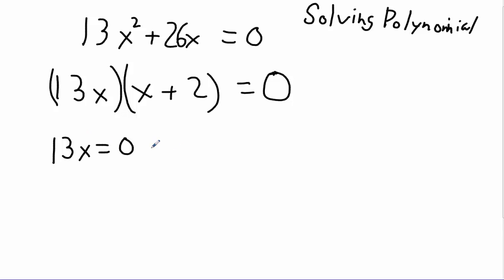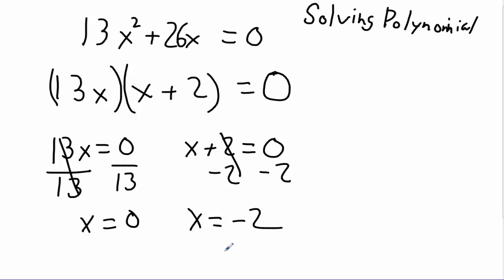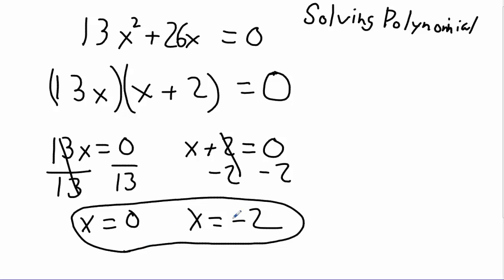So you take 13x, set it equal to 0, and x plus 2, set it equal to 0, and solve. Divide both sides by 13. x is equal to 0. Minus 2, minus 2. x equals negative 2. So when we solve a polynomial, you must actually tell us what x is equal to. So the answer for solving this polynomial is x equals 0 and x equals negative 2.